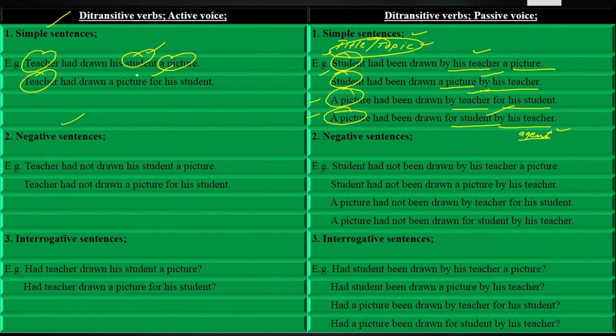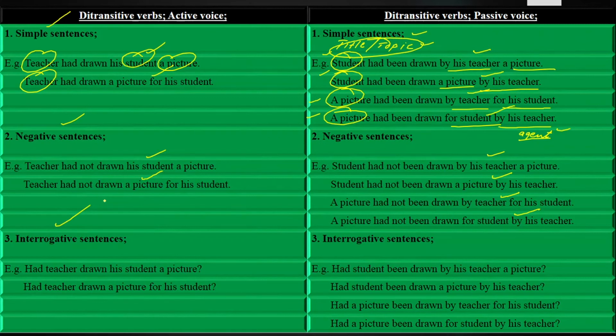Next, we have got negative sentences. Those sentences in which we deny the statement, reject the statement, refuse the statement are called negative sentences. Teacher had not drawn his student a picture. Teacher had not drawn a picture for his student. Student had not been drawn by his teacher a picture. Student had not been drawn a picture by his teacher. A picture had not been drawn by teacher for his student, and a picture had not been drawn for a student by his teacher.